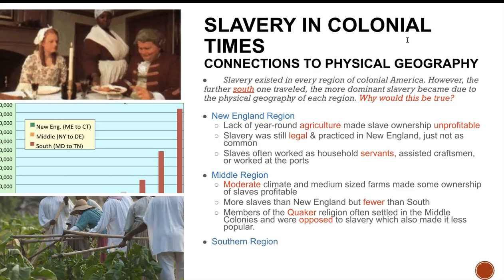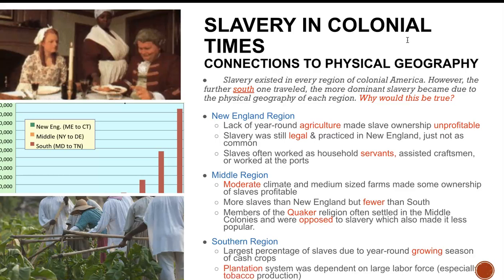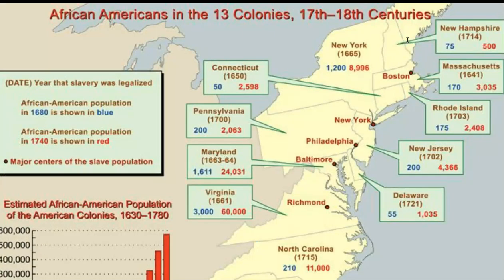Southern region. Largest percentage of slaves due to year-round growing season of cash crops. Plantation system was dependent on large labor force, especially tobacco production. As the demand for cash crops increased, the demand for slave labor increased. If I look at this map of African Americans in the 13 colonies in the 17th and 18th century, and as I start in the north near New Hampshire, and I move south towards North Carolina, I see the African American population increase.